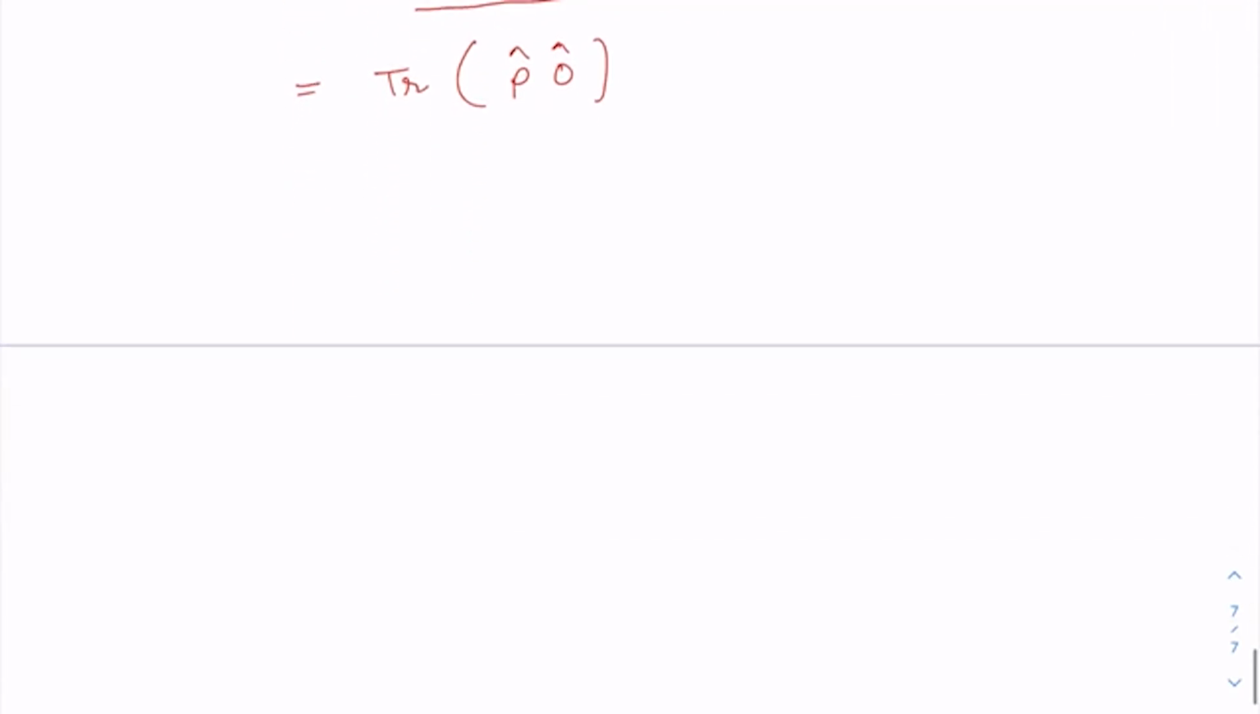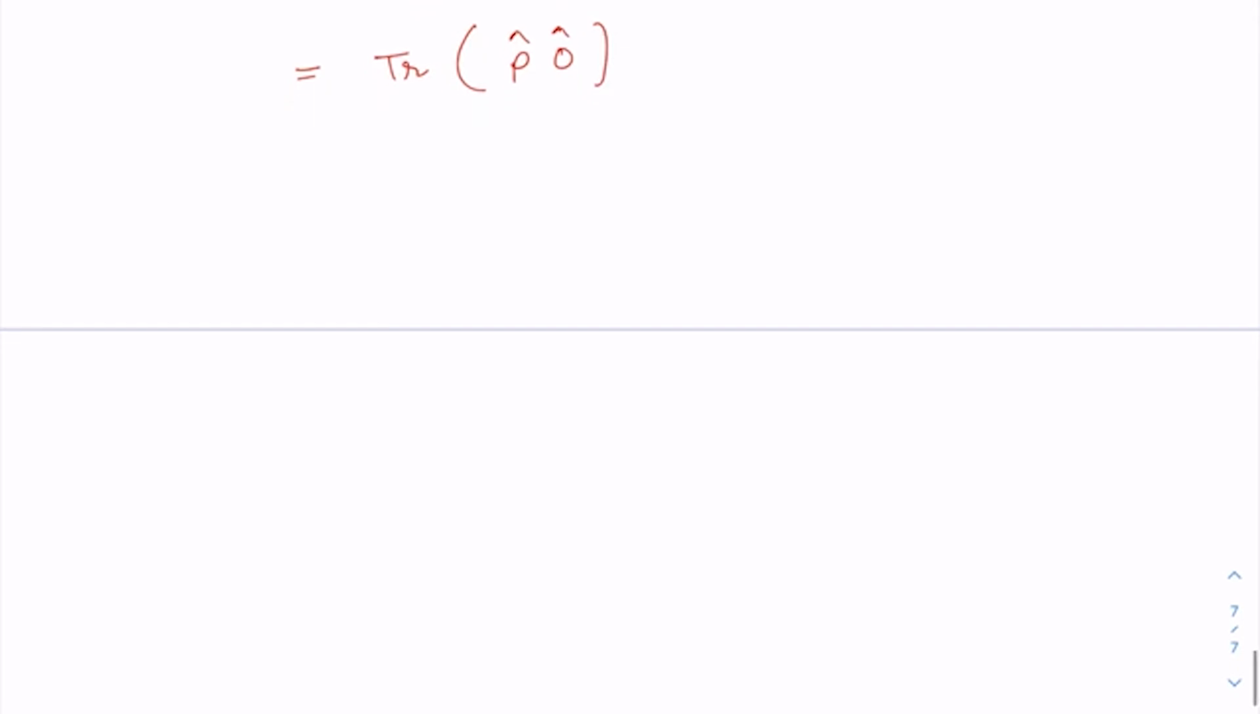All right, now the question is how to distinguish a pure state from mixed state. Suppose we are given a density matrix or density operator, then how can we distinguish a pure state and a mixed state?